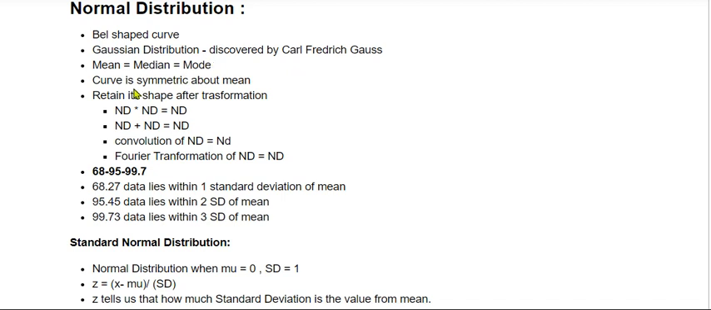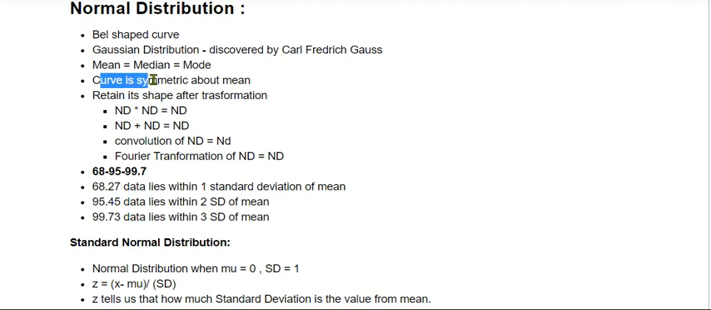Okay, so we will see the characteristics of normal distribution. First, it is a bell-shaped curve. It is also called a Gaussian distribution because it was discovered by Carl Friedrich Gauss. Then the mean is equal to the median is equal to the mode. Mean is the average value, median is position-wise the middle value, and mode is the most frequent value. If these three are equal, then we can say it's a normal distribution.